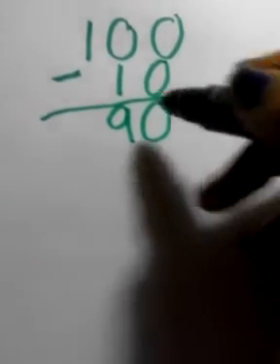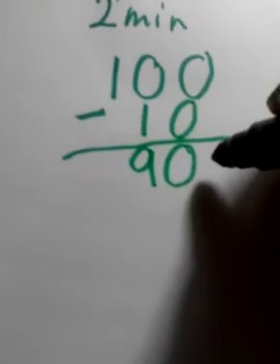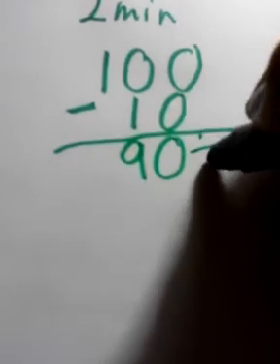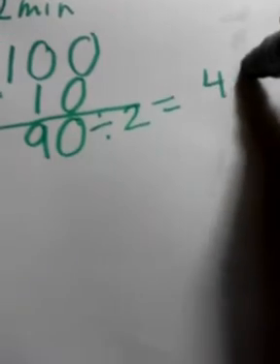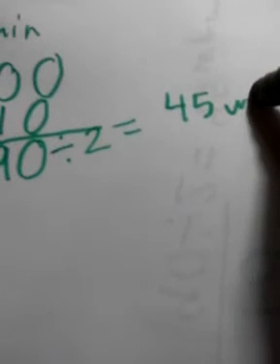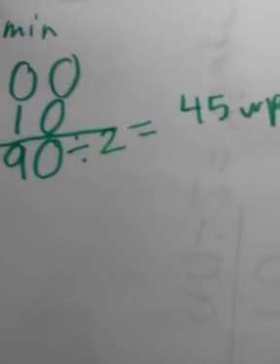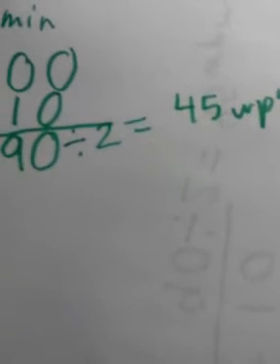So then what you're going to do is you're going to take that final number and you're going to divide it by the amount of time it took for them to read it. So 90 divided by 2 is 45. So your student would have read 45 words per minute. And simple as that.